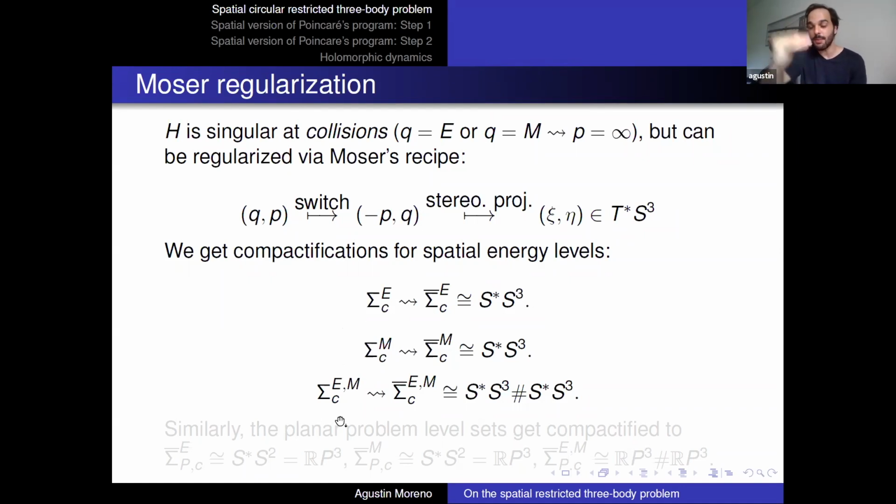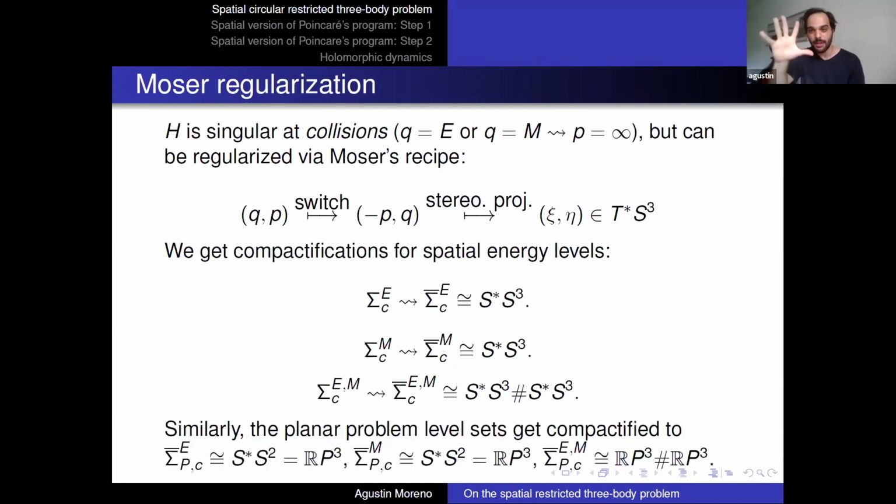And then the connected sum component, when you cross the first critical value of the energy, gets compactified to a connected sum of 2 copies of S star 3. So this is the effect of the regularization. Similarly, this is for the spatial problem. The planar problem also gets compactified at the same time. So you will just have to replace S star 3 with S star 2, just a copy of RP3. The same near the Moon, and then the connected sum is just a connected sum of 2 copies of RP3.